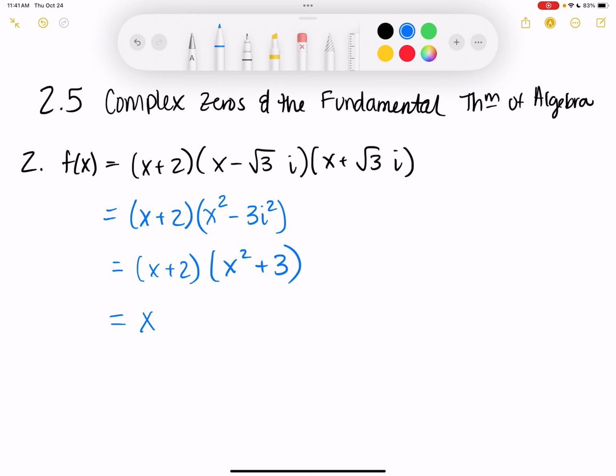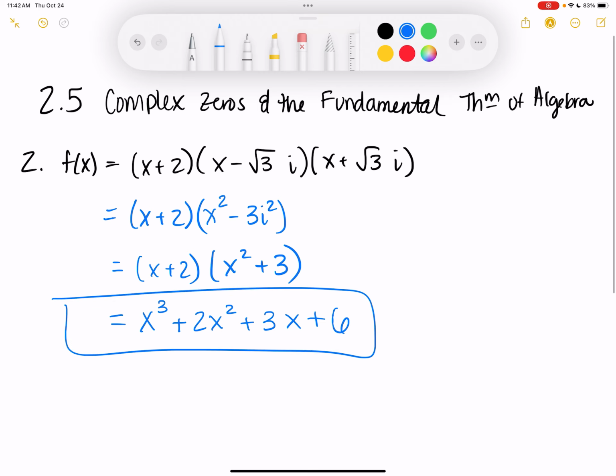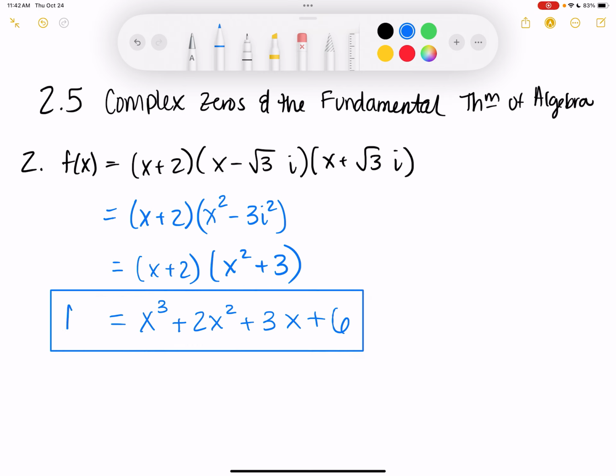X cubed plus 2x squared plus... So I multiplied this times this and this times this, so now I need to do this times this, which is plus 3x plus 6. So that's now in standard form. So that's the first thing it wants.